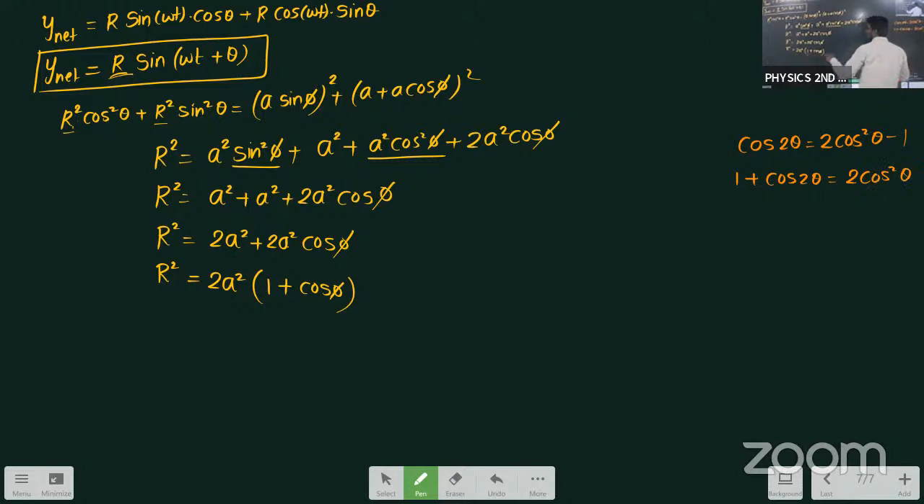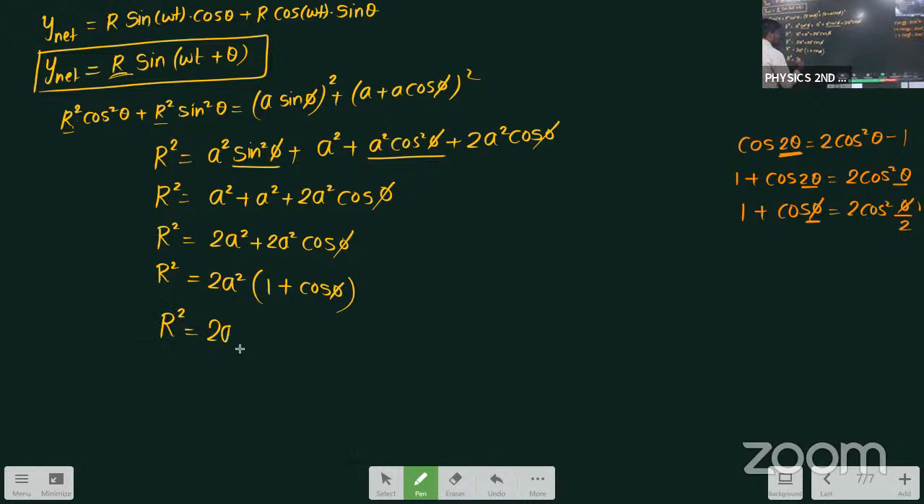Similarly, here we are having 1 plus cos phi. So 1 plus cos phi can be written as 2 cos square, and in place of theta I am writing phi by 2, since here it was 2 theta. So if I substitute that value here, R square is equal to 2A square times 2 cos square phi by 2. So 2 into 2 will become 4. Our final answer will become R square is equal to 4A square cos square phi by 2.